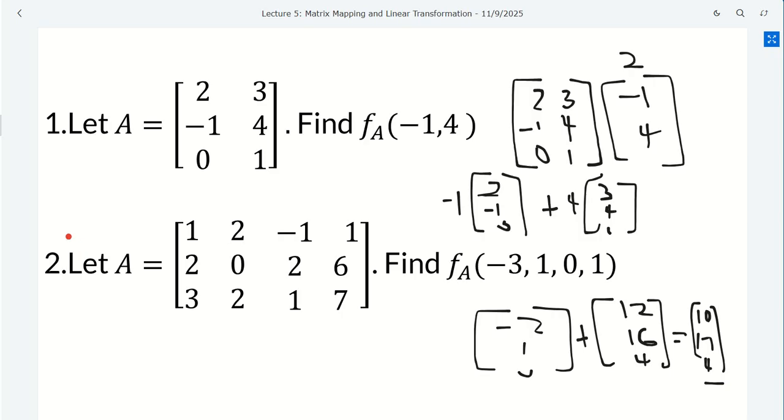I want you to take 3 minutes and complete question number 2 for me. I'm setting the timer. 3 minutes, complete question number 2 right now. When you finish, you can type your answer in the chat.